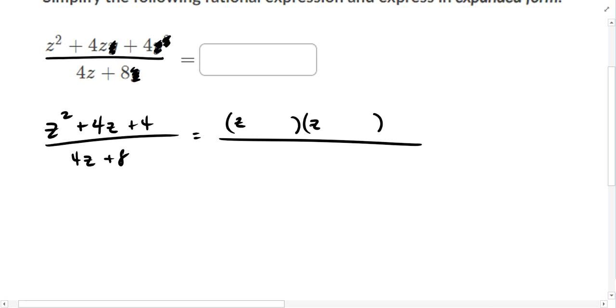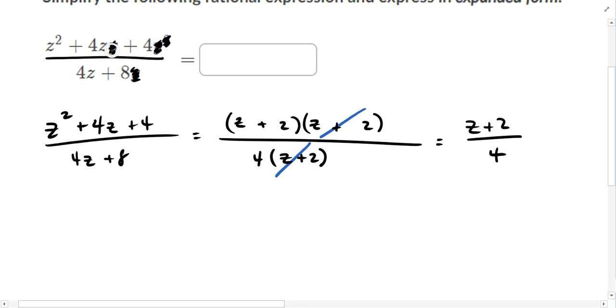So z times z would give us z squared. 2 times 2 would give us 4, and 2 plus 2 would give us a positive 4 in the center. In the denominator, there's a GCF of 4, which leaves us with z plus 2 after factoring. This factor and this factor can cancel, and we now have z plus 2 over 4. Now that would be the case if we didn't contain this y component.